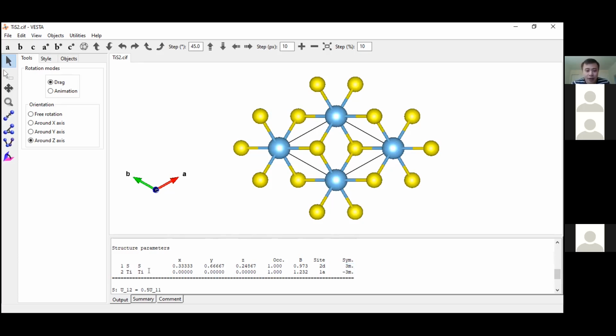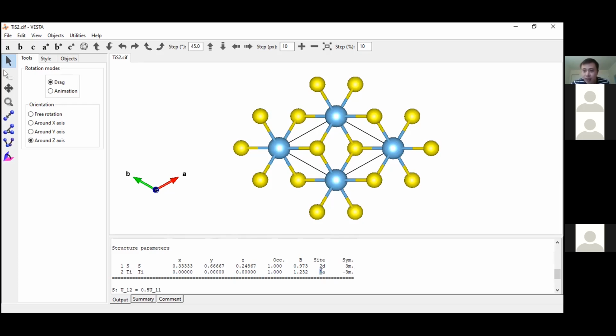The same thing is for titanium. You can analyze titanium in the same way, and you see the Wyckoff site for titanium is 1a, meaning that if you put titanium in this position, even though the symmetry elements act on it, it will not generate additional titanium in the unit cell. There's only 1 titanium.